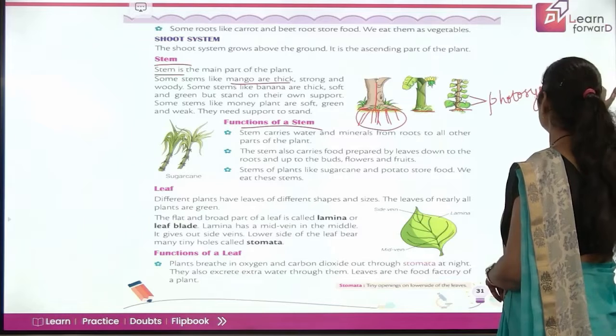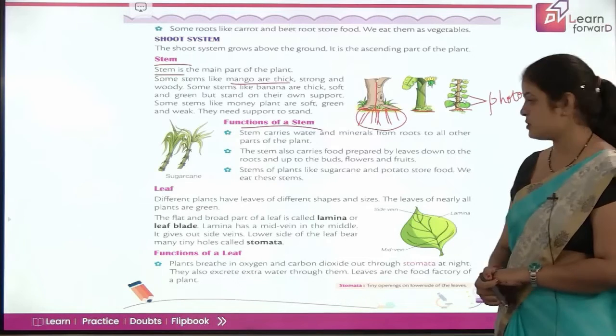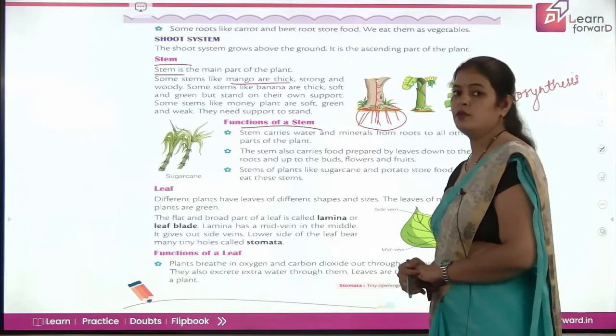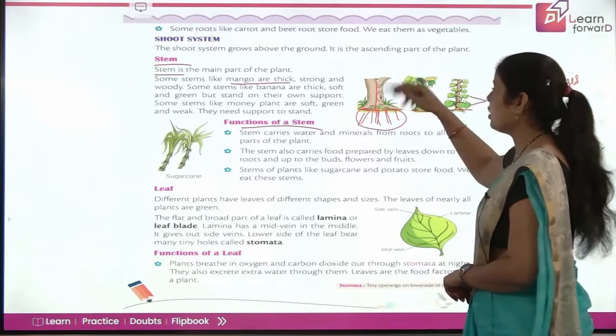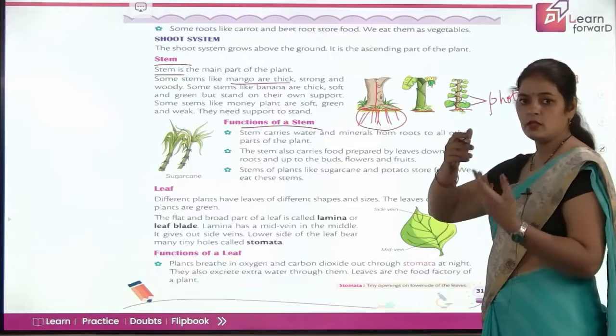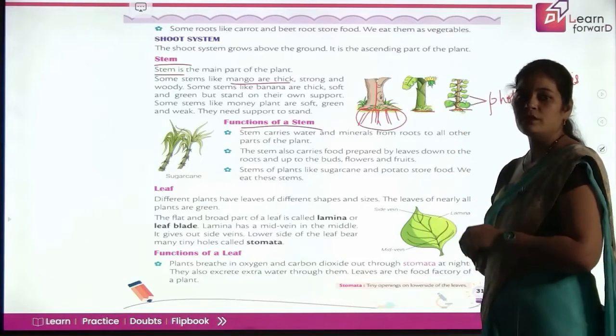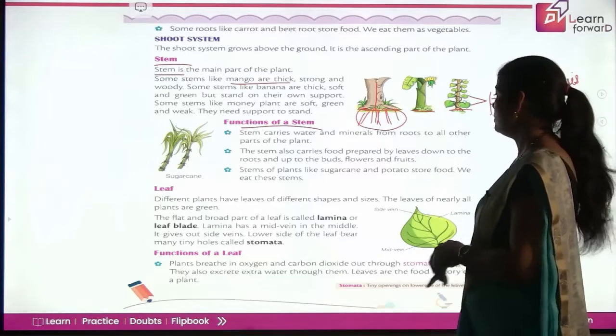Leaves prepare food by the process of photosynthesis, and the stem helps to provide this food to the root as well, because this is a common pathway for the things going upward in the plant and all the things coming down to the root. Okay, fine. So this is all about it.